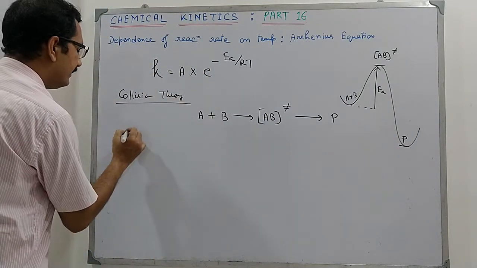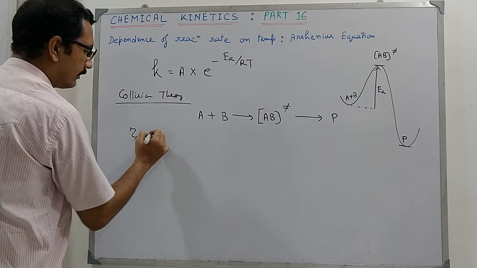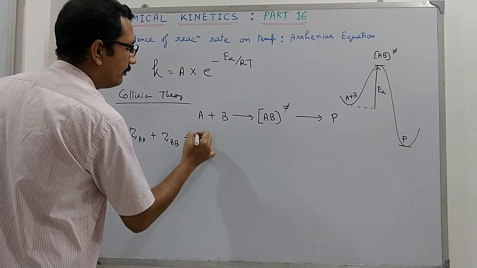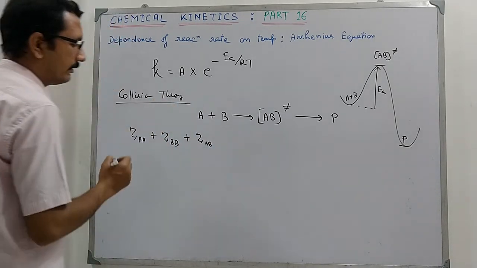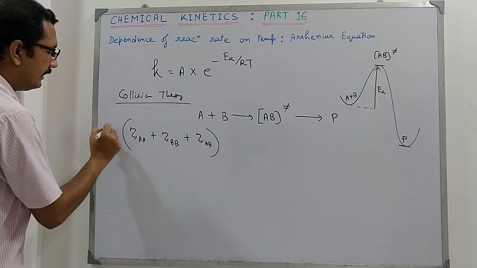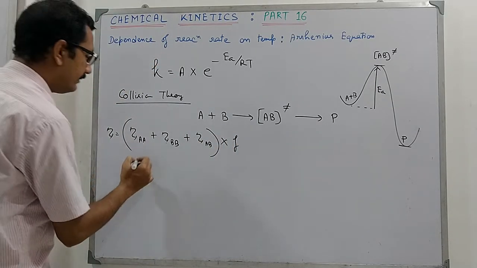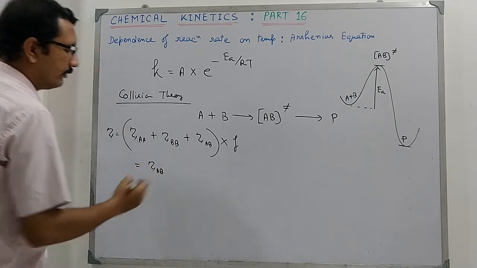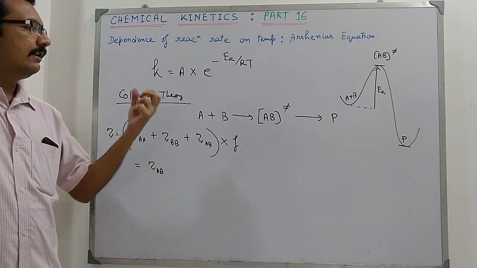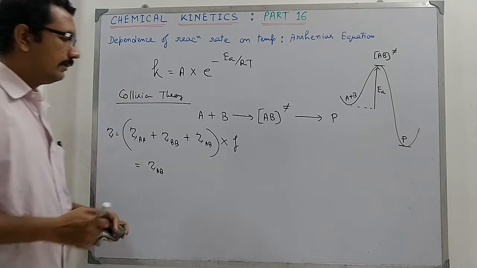Now see, in an assembly there will be collision between A and A. So this cannot give you product. There will be collision between B and B. This will not yield you product. And there will be collision between A and B. Only this can give you product. So the total number of collisions, say Z, must be multiplied by a factor, so that it gives only ZAB. So only collisions having proper stoichiometry can lead you to the product. So only ZAB is functional.